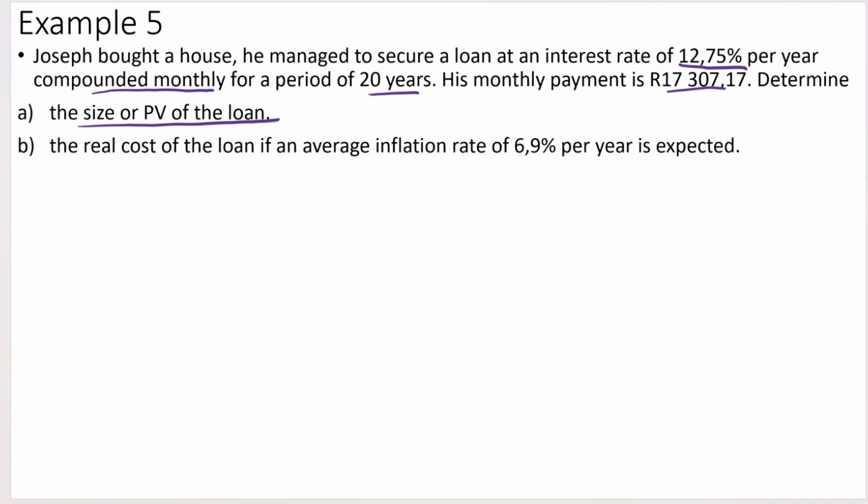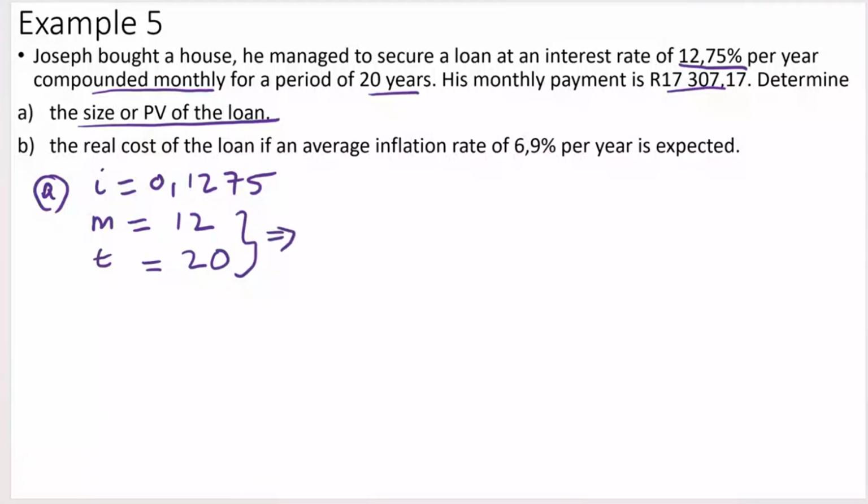So here let us write what we are given for A. You are given that your interest is equal to 0,12. You are told it is compounding monthly, so your M is equal to 12. Your T is equal to 20. What does that imply? That implies that your N is equal to MT, so 12 multiplied by 20, which is 240, I guess.